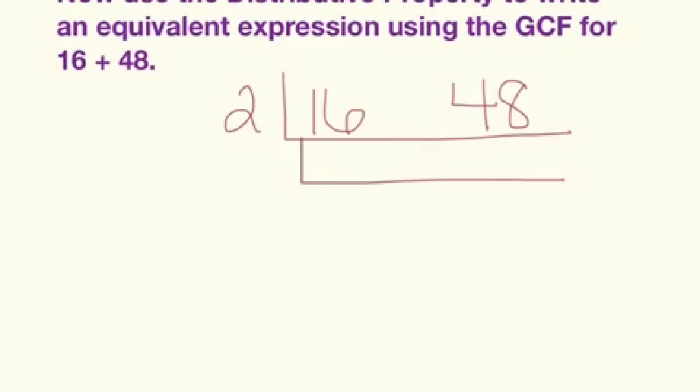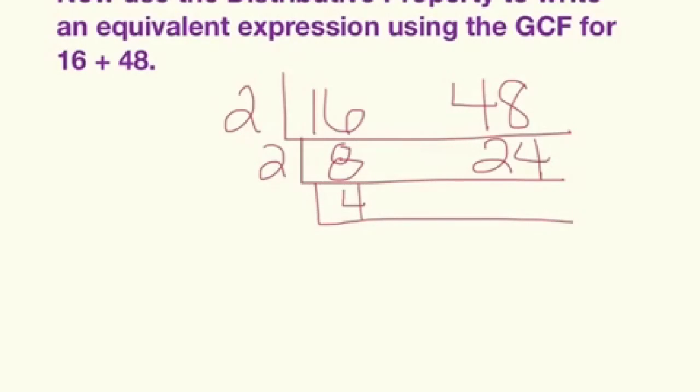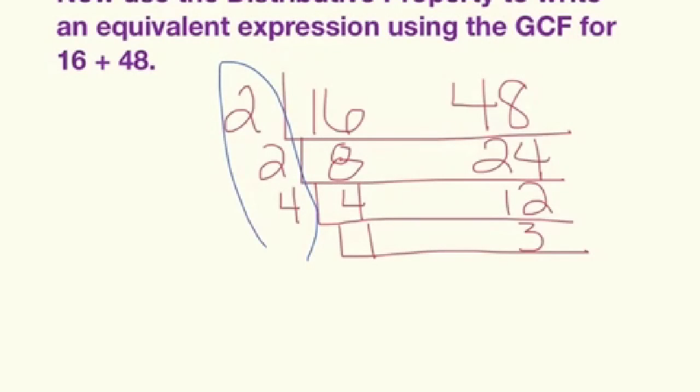2 goes into 16 8 times, and 2 goes into 48 24 times. Both of these can still be divided. I know they're even, so I could do a 2 again. 2 goes into 8 4 times, and into 24 12 times. I still haven't finished, so let's divide both of these by 4. 4 goes into 4 once, and into 12 3 times. I have two prime numbers in the bottom layer of my cake, so that must mean that I am done. Okay, so let's circle the side of the cake and multiply everything inside for our GCF.